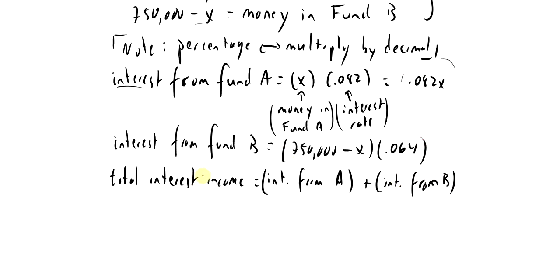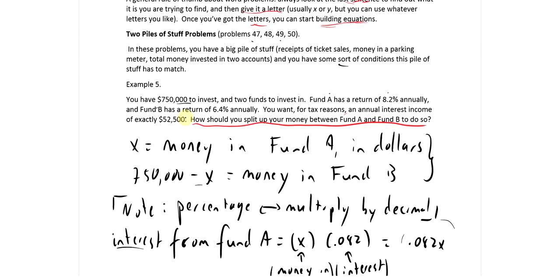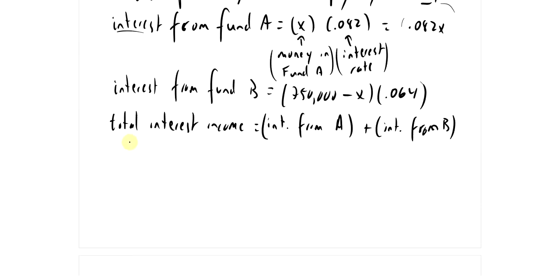And how much are you actually getting in interest? Well, you want exactly 52,500. So now we have an equation: 52,500 equals the interest from A, 0.082x, plus the interest from B, which is 750,000 minus x times 0.064.